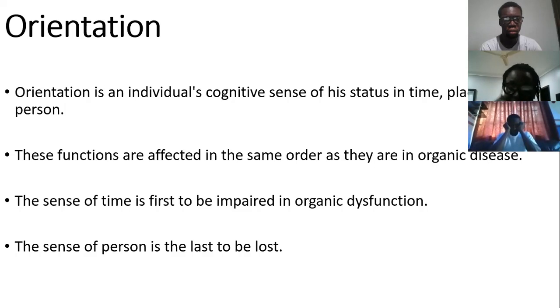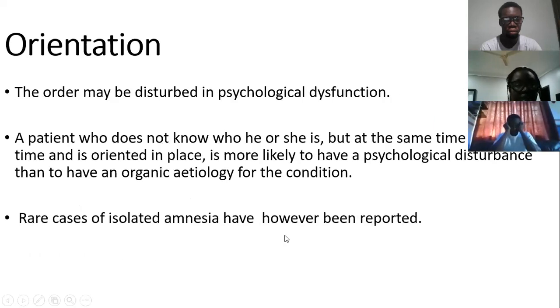So when the patient has an organic brain problem, then these functions are lost in the order in which they appear. So time is lost, then place is lost, then person is lost. Okay. And usually the sense of person is the last to be lost. Okay. Yes, so like I said, the order may be disturbed in psychological dysfunction. So a patient who does not know who he or she is, but at the same time is well oriented in place, is more likely to have a psychological problem than an organic etiology for his condition. Okay.